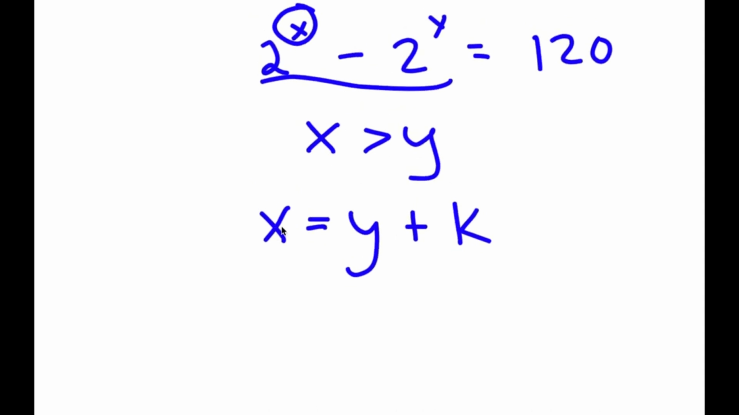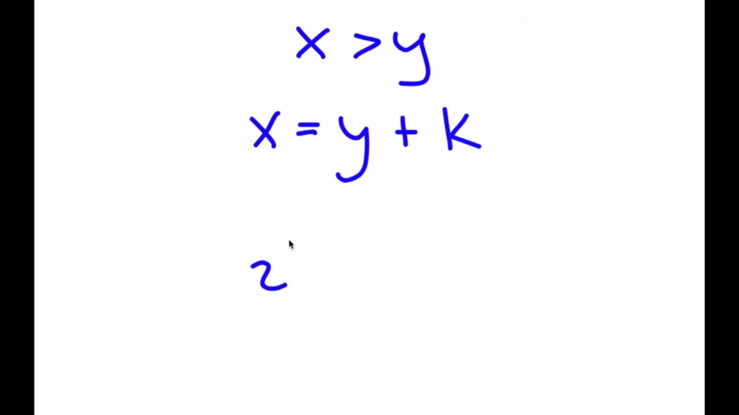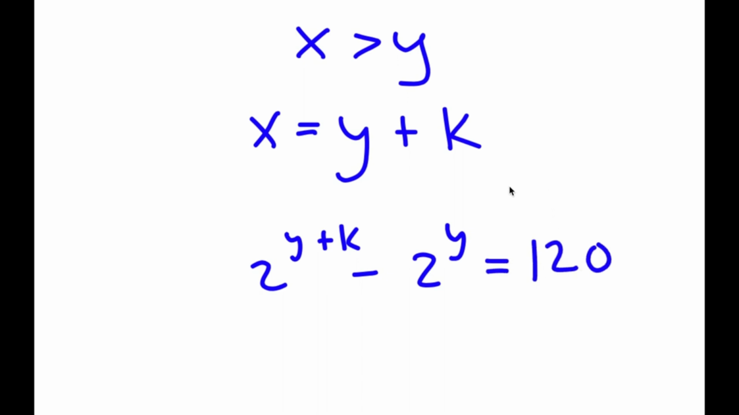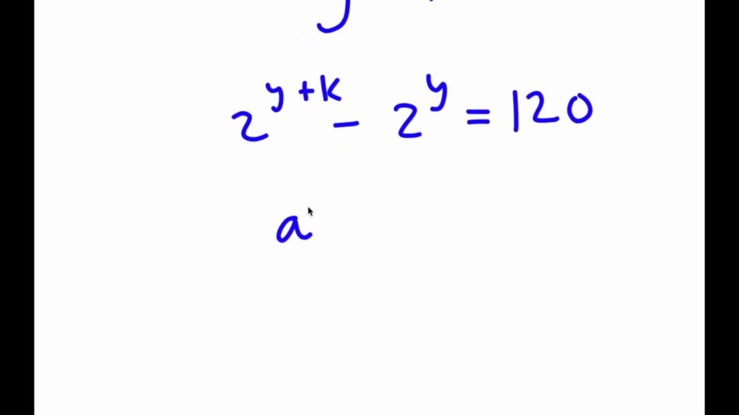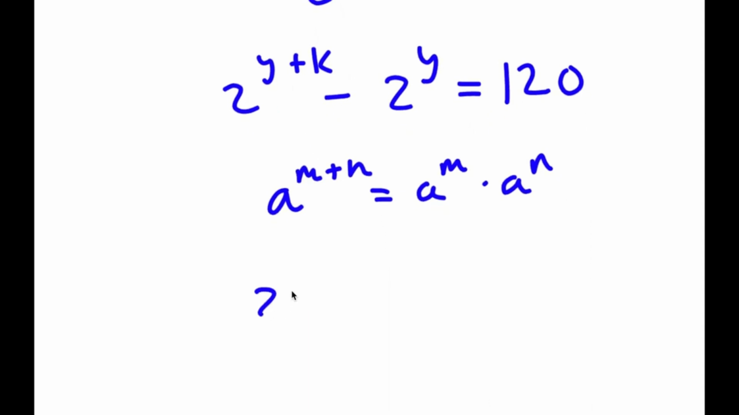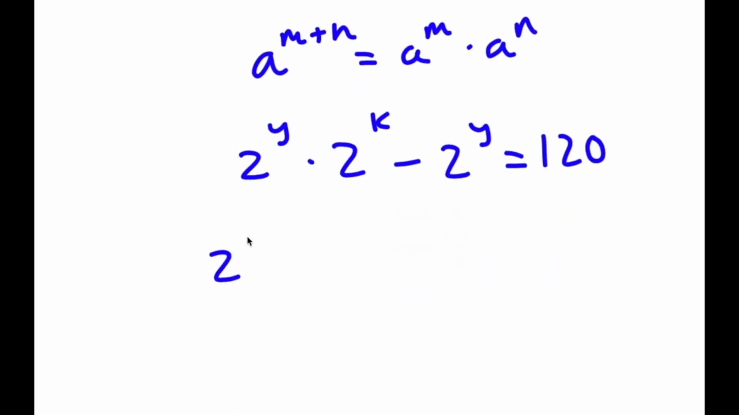So now, if I go ahead and replace x with y plus k, I get 2 to the power of y plus k minus 2 to the power of y is equal to 120. Now, if I have something in the form a to the power of m plus n, this is equal to a to the power of m times a to the power of n. So 2 to the power of y plus k, we write that as 2 to the power of y times 2 to the power of k. Now I have this minus 2 to the power of y is equal to 120. Now if I factor out 2 to the power of y, I get 2 to the power of y times (2 to the power of k minus 1) is equal to 120.